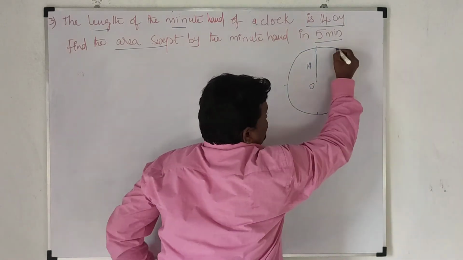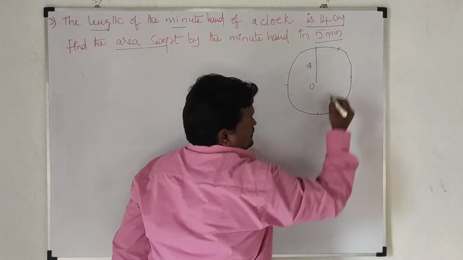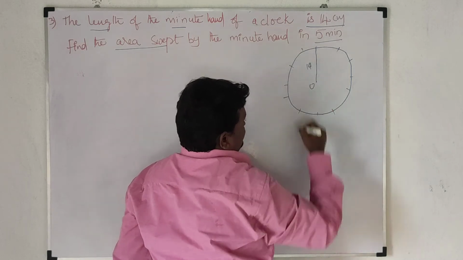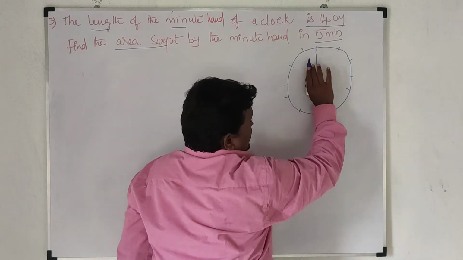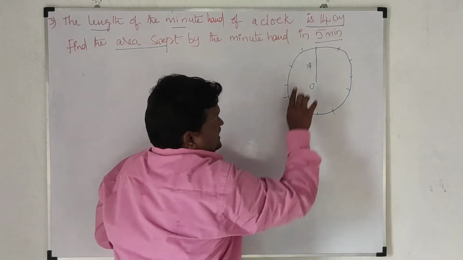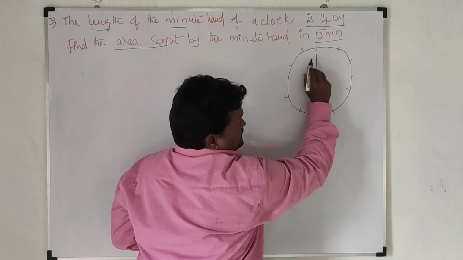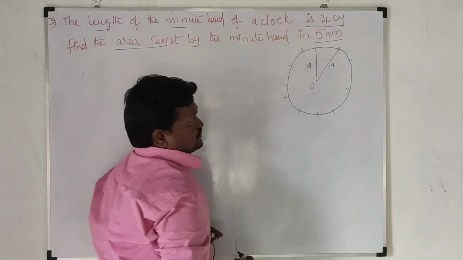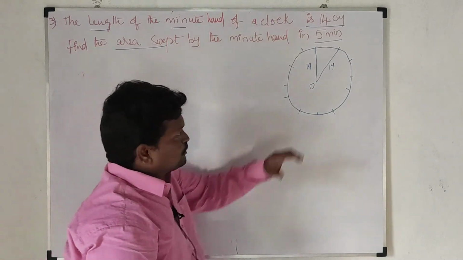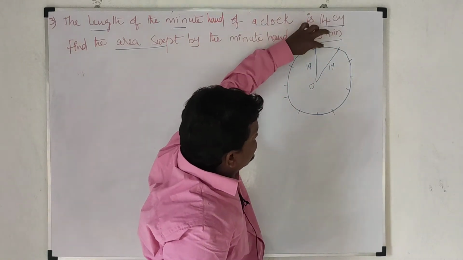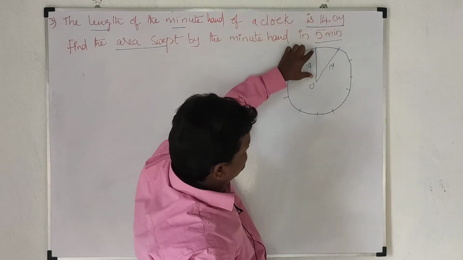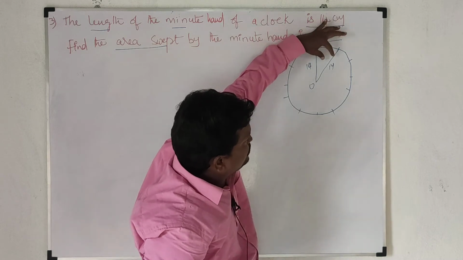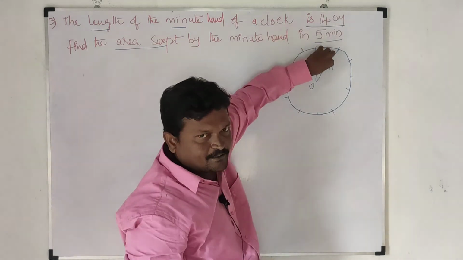5 minutes means here 5 minutes is there. Like this the wall clock will be there. After traveling from here to here, this minute hand is also 14 centimeters. So after reaching here, this minute hand covered this much space.